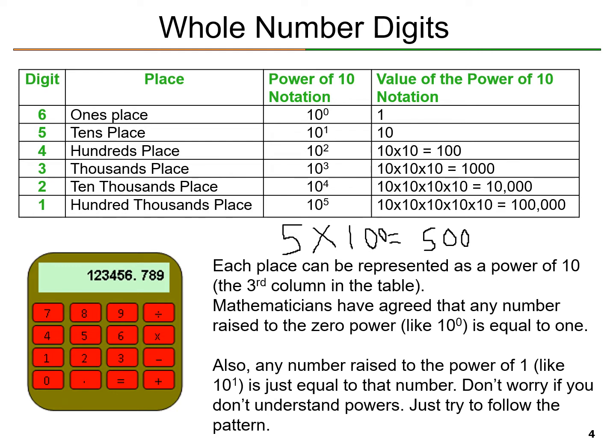So we see that the 5's value depends on what position it is at. If it's in the tens place, it has a value of 50. If the 5 is in the 100s place, it has a value of 500. So that's what we mean by place value. The value of a digit depends on where it's located in a number.